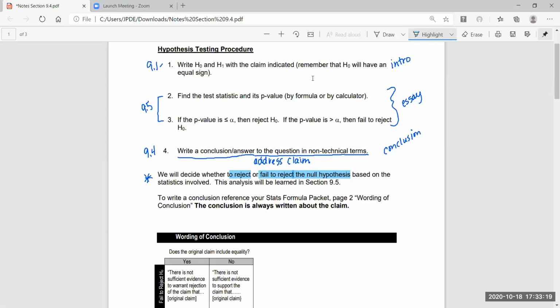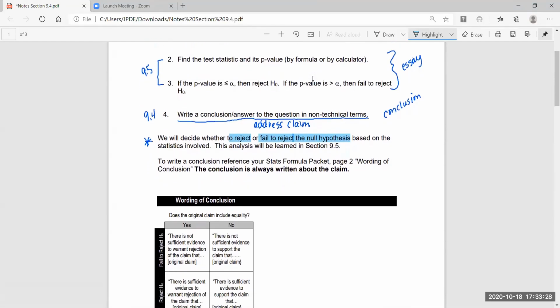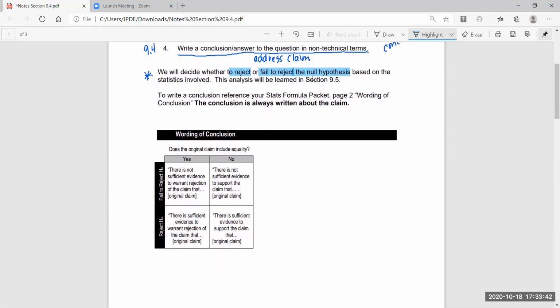So when we're writing our conclusion, something that's going to help us is in your stats formula packet. And it's on page 2. And I'm looking at my stats formula packet right now. It's on page 2 in the middle, I believe. Page 2, middle column down at the bottom. And it looks like this table right here. I've just copied and pasted it in here.